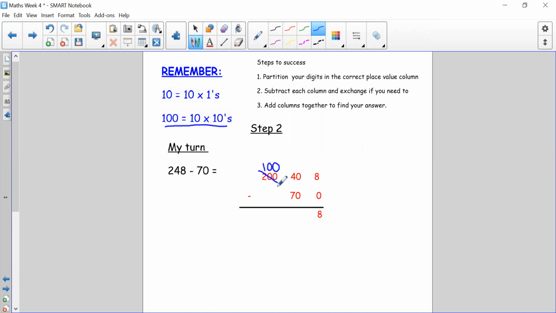So we take one of the hundreds away. We only have 100 in our hundreds column. We put our 10 tens, our 100 in there. We now have 140 take away 7.